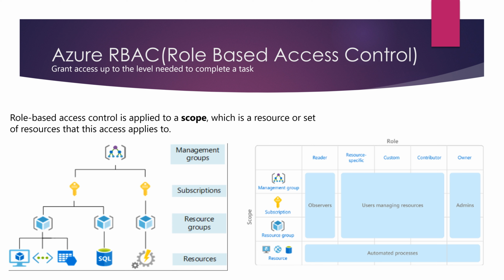Role-based access control is applied to a scope, which could be a single resource, resource group, subscription, or management group. Roles can be reader, resource-specific, custom, contributor, or owner. Owners are typically the admins who have the most access.